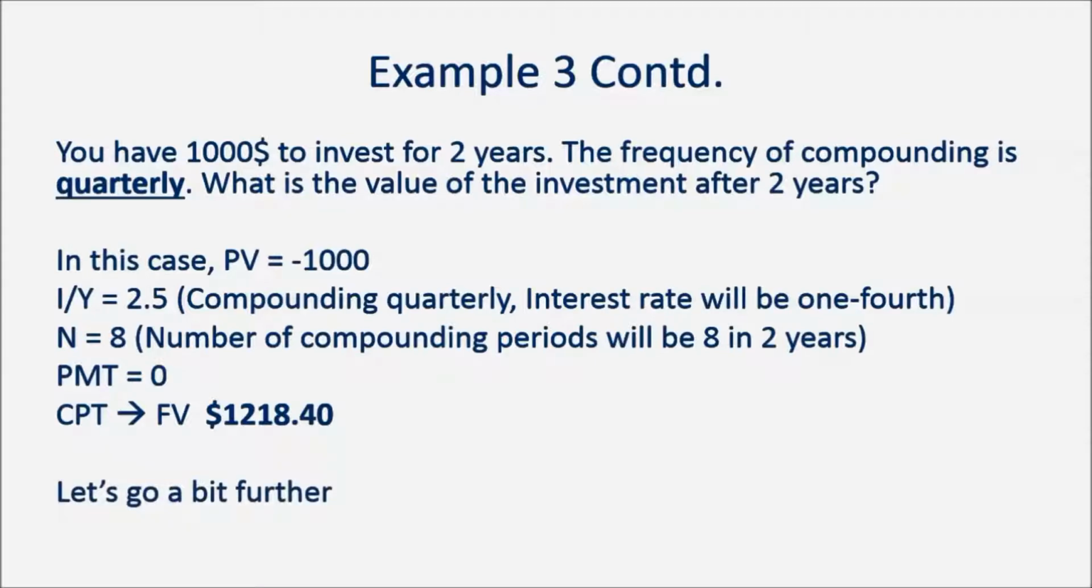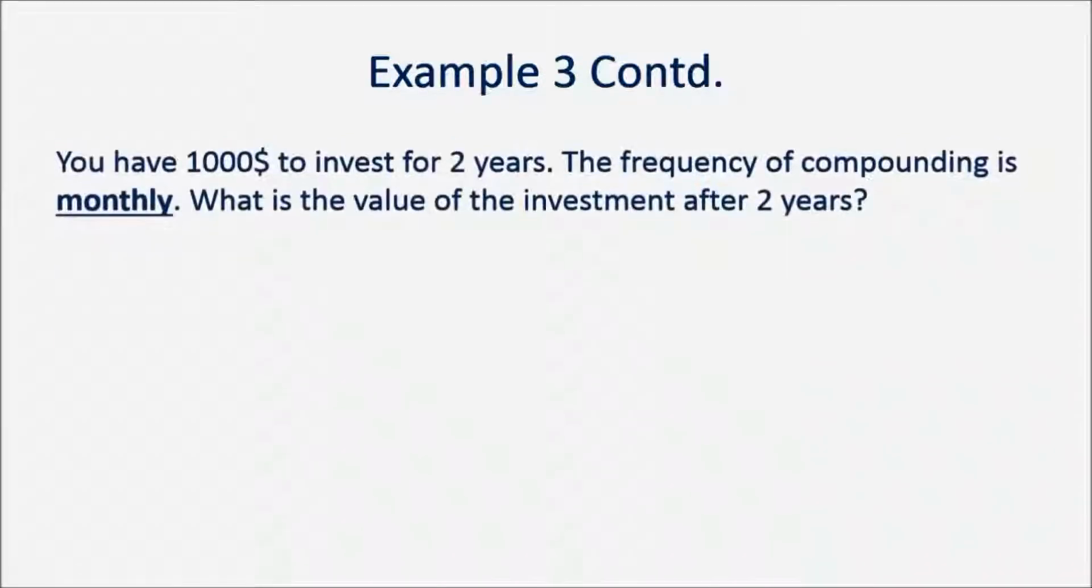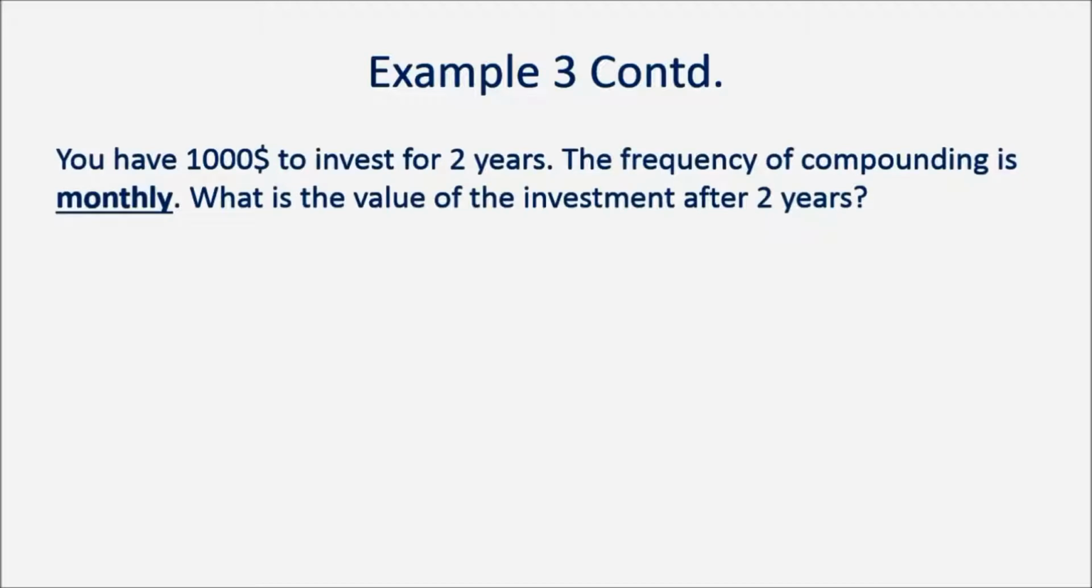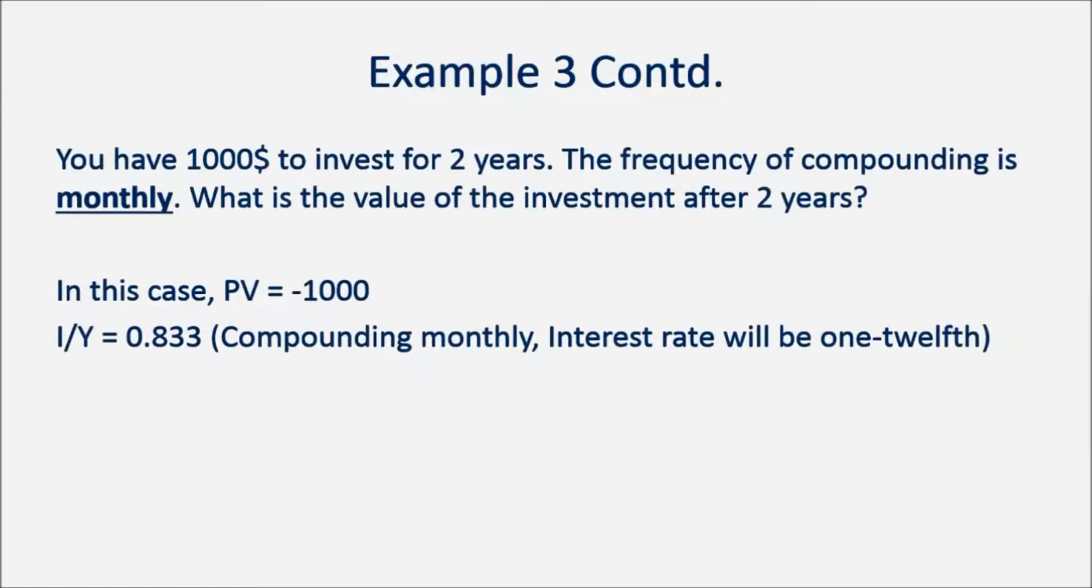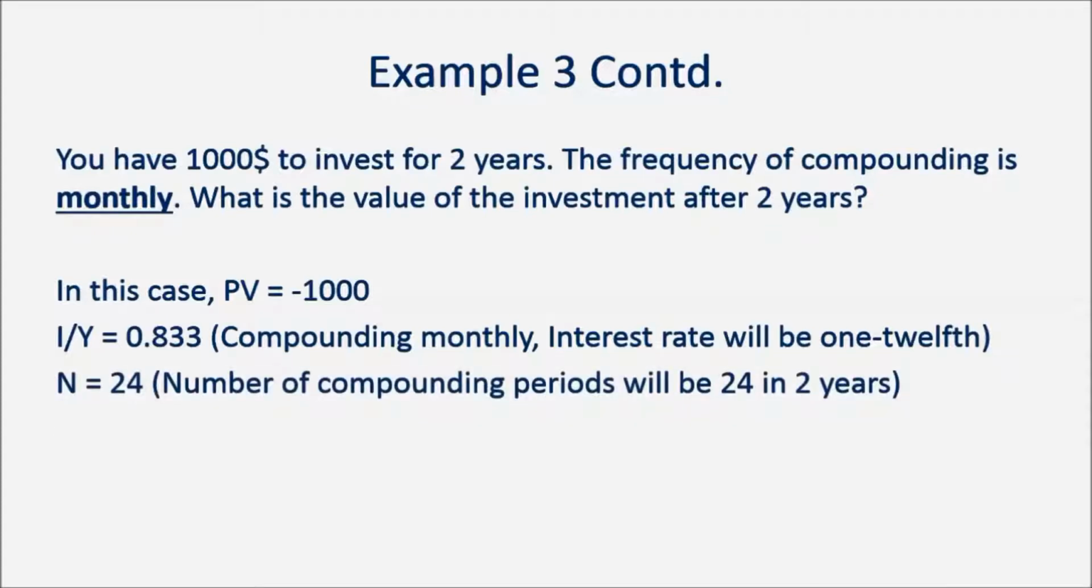Let's go a bit further. What if we started compounding monthly? So in this case, present value will be minus $1,000. I/Y will be 0.833 as now we have 12 months per year. N will be 24. PMT will be 0. And when we compute future value, we get the answer as $1,220.38. As you can see, the value of the investment is increasing as the frequency of compounding is increasing.